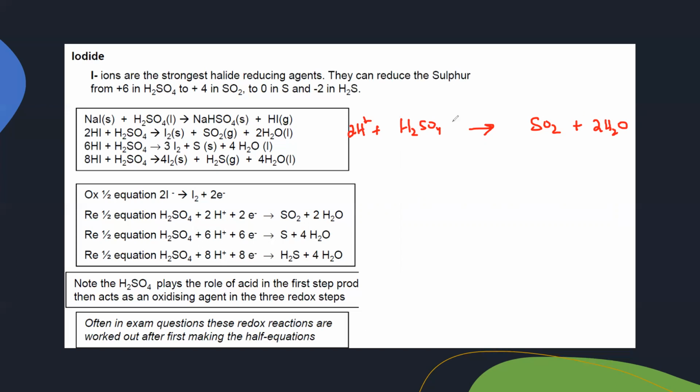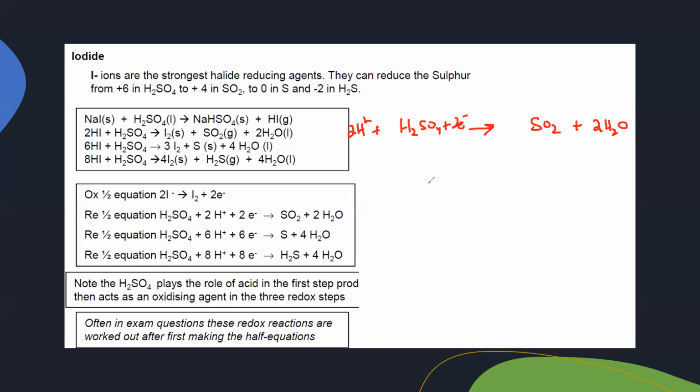Then we balance other elements, so sulfur is already balanced. Then we balance the charge. So +2 here, neutral, neutral, neutral. So we should have 2 electrons. So this equation is balanced in terms of electrons, charges, oxygen, hydrogen and other elements.